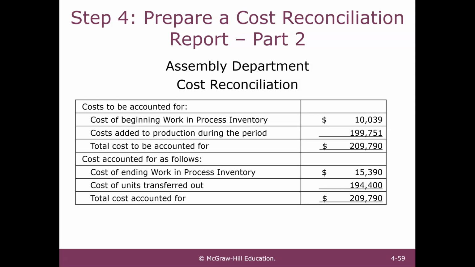Now, when we're calculating costs accounted for, we should end up with the same number. This time, instead of taking the beginning work in process, we need to start with ending work in process inventory, and then add to that the cost of units transferred out. Add those two together and it will equal. So the total cost to be accounted for should equal the total cost accounted for. This is the reconciliation report to prove the department costs.